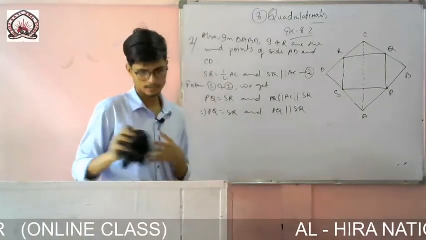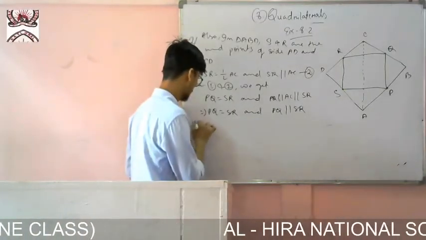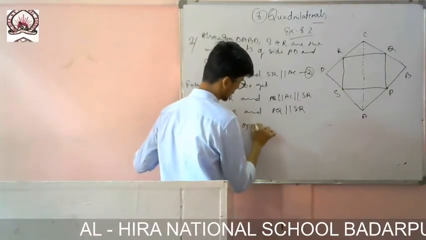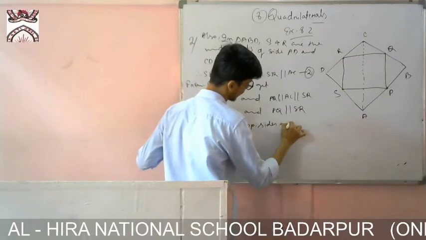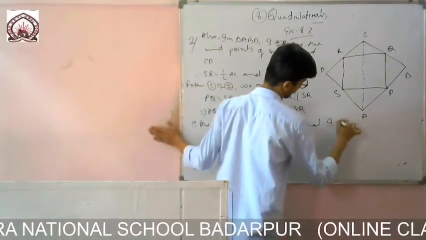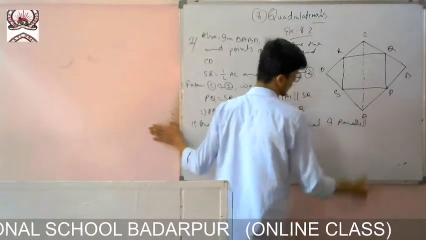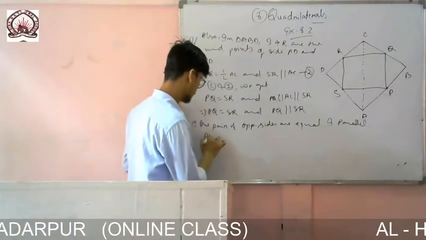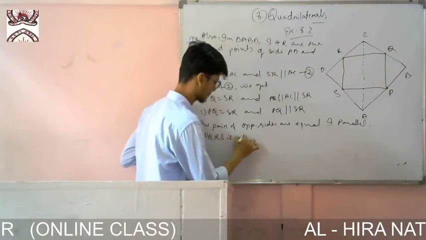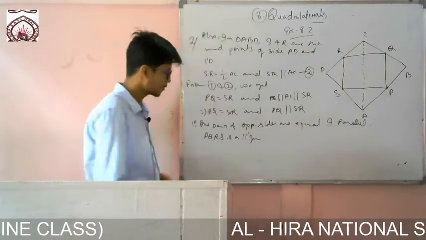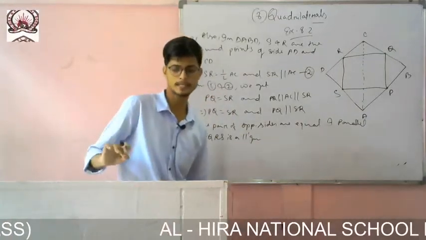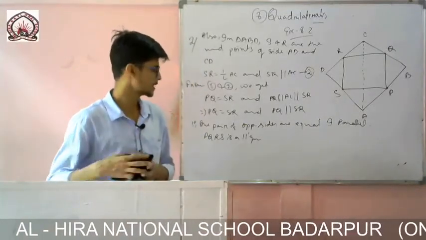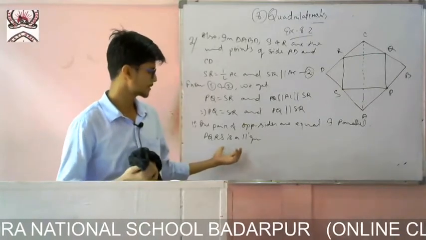so you can write, like earlier, one pair of opposite sides are equal and parallel. So I can say that PQRS is a parallelogram. But I don't have to prove just that. I have to prove more than that. I have to show that each angle is equal to 90 degrees. Then only I can say that in a parallelogram, if each angle is 90 degrees, it will be a rectangle.